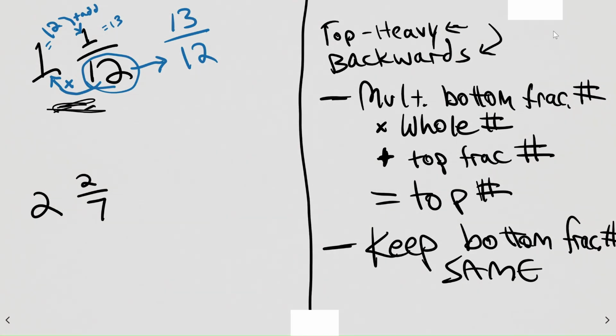Let's try it down here. So here's the bottom number, 7. So we take it times the whole number, which is 14. So that's multiply.